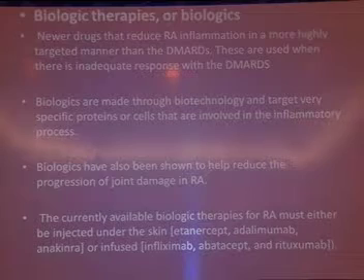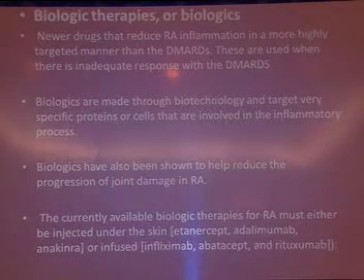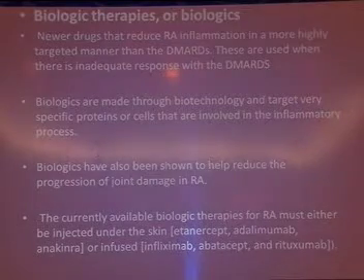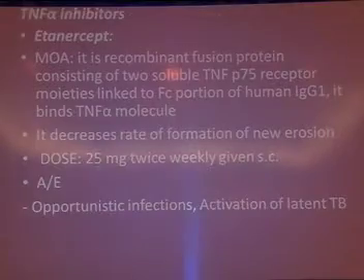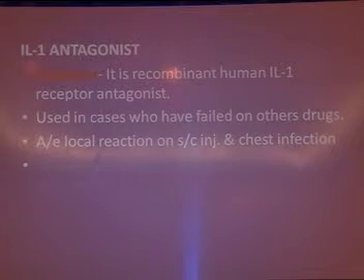The currently available biotherapies for RA must either be injected into the skin, that is etanercept, adalimumab, or infused, that is infliximab or abatacept. Then we'll just talk about the interleukin-1 antagonist. Anakinra is a recombinant human interleukin-1 receptor antagonist, and do not use it in combination with TNF-alpha inhibitors. That's important.